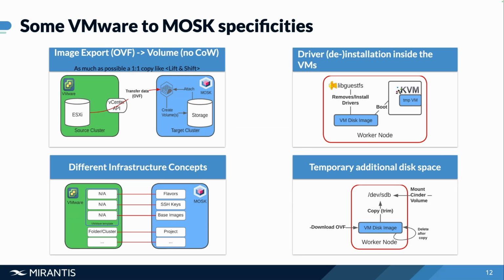Some examples are flavors, right? So you don't really have flavors in VMware. You have your templates, and once you have your image templates, you can create your virtual machines. But you don't really have that definition of flavors. So what we typically do in that case is while we do the introspection of the VMs before doing the OVF transfer from VMware towards MOSK, we try to map or create a flavor which is as close as possible to what we have discovered on VMware, right?